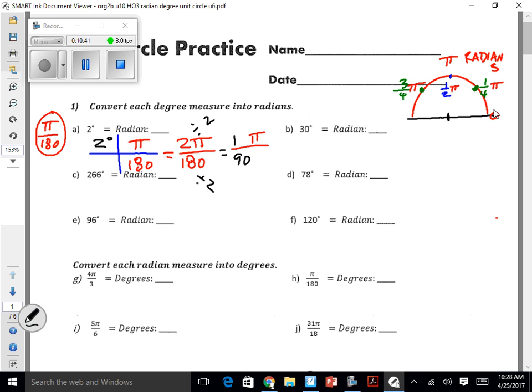All right, so do B right now. Anybody have questions about A? I can help you if you want. One in front of the pi? Yes, I'm erasing it. I'm getting rid of it. If you need that one to stay there, keep it there. But they won't put a 1 in front of the pi.